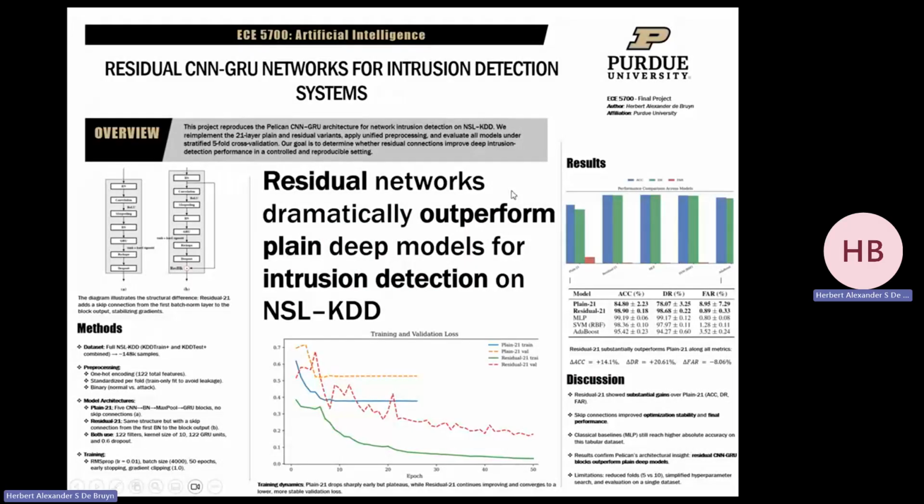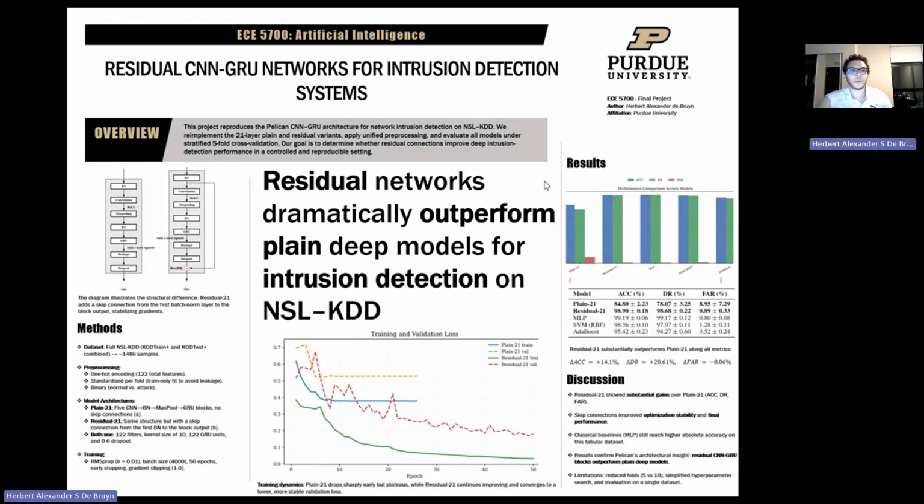Hello, my name is Herbert Alexander Santana de Bruin, and today I'll be discussing my paper, Residual CNN-GRU Networks for Intrusion Detection Systems, which is a tiny reproduction of the original paper, Pelican: a deep residual network for network intrusion detection.